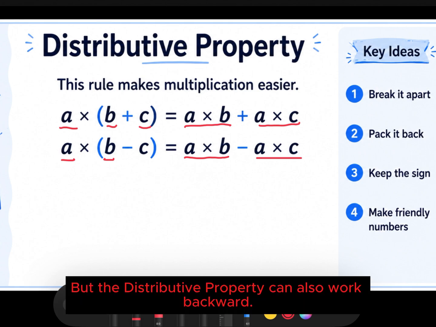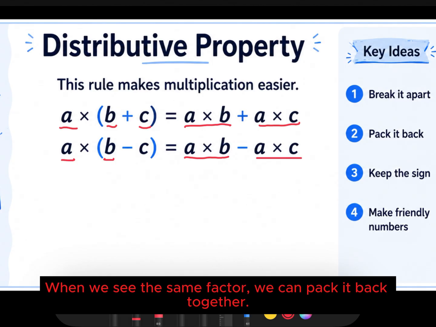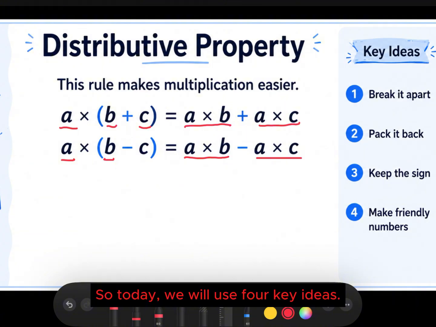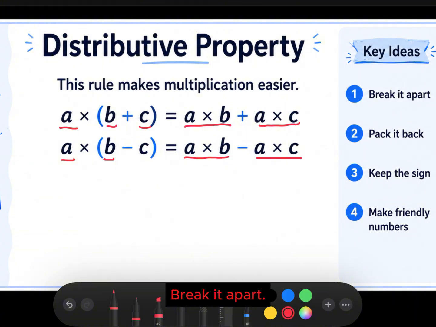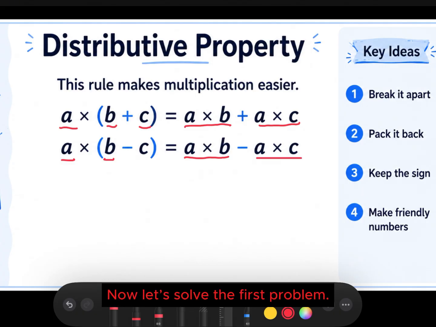But the distributive property can also work backward. When we see the same factor, we can pack it back together. So today we will use 4 key ideas. Break it apart. Pack it back. Keep the sign. Make friendly numbers. Now let's solve the first problem.